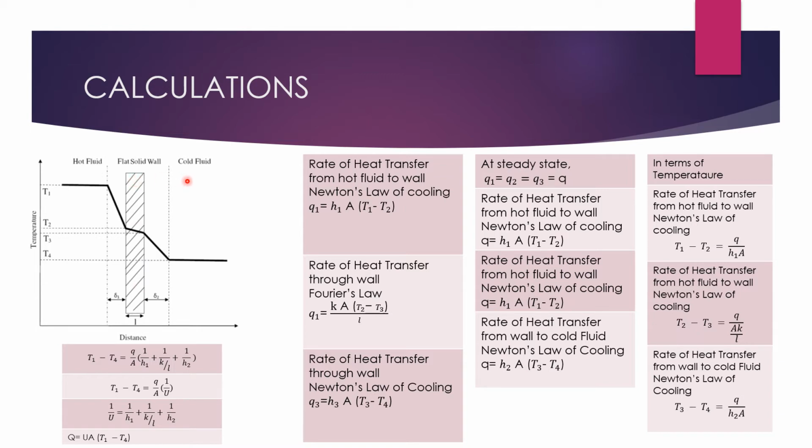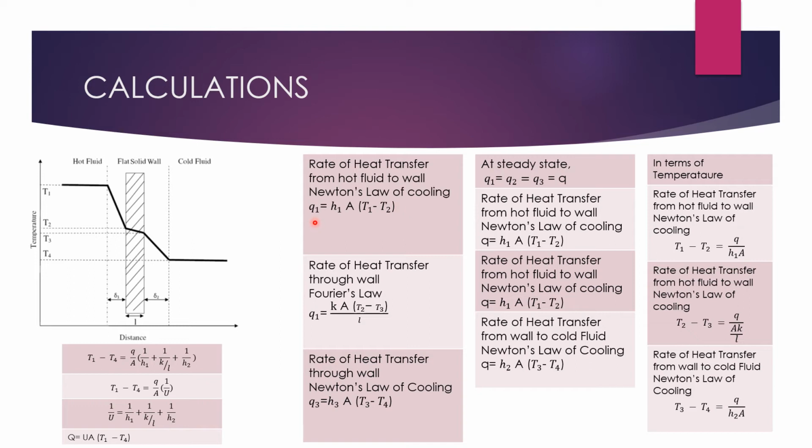As we know, the heat transfer between the hot fluid and solid wall takes place by convection. The rate of heat transfer through the wall takes place by conduction, and the heat transfer between the solid wall and the cold fluid takes place by convection. So for this system, the heat transfer between the hot fluid and the solid wall, we will write Newton's law of cooling to calculate the rate of heat transfer. You can see here it is Q1.